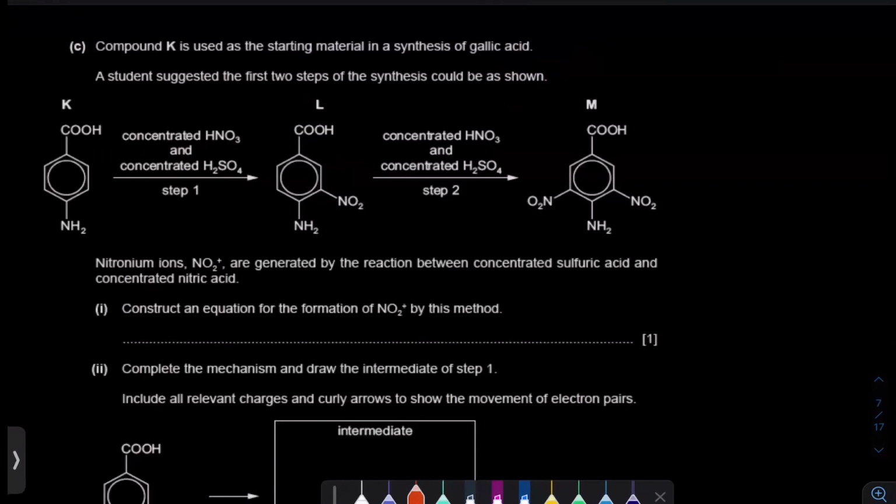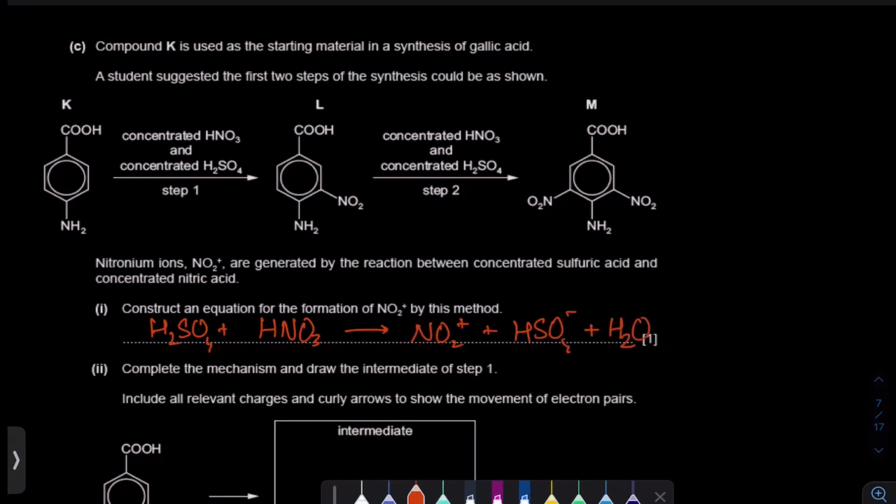Compound K is used as a starting material for synthesis of gallic acid. All right, so what is he doing here? First, he has added the nitro group here. So that is electrophilic substitution, and of course he's creating a nitronium ion. Construct an equation for the formation of that. So H2SO4 plus nitric acid makes NO2+ plus HSO4 minus plus water.